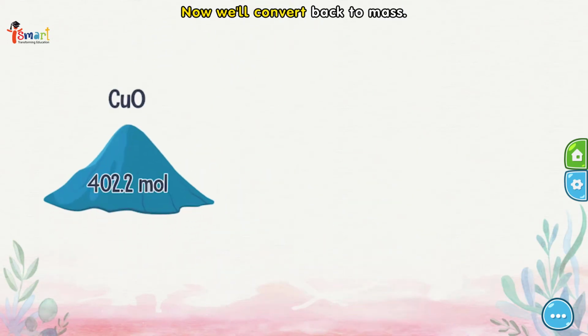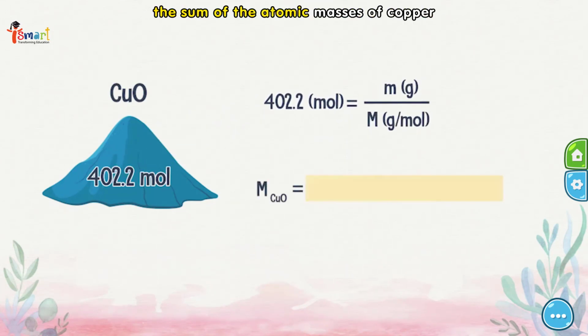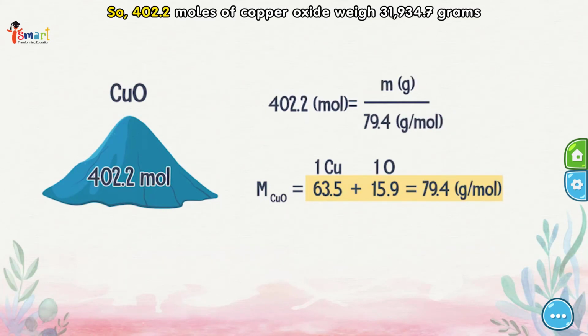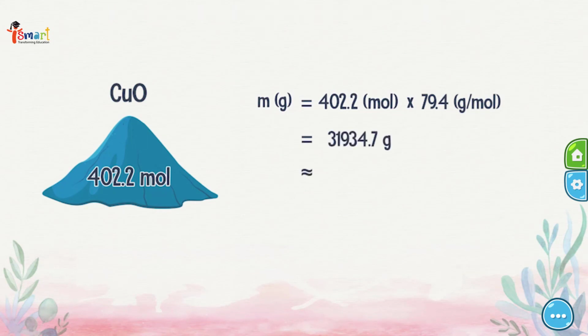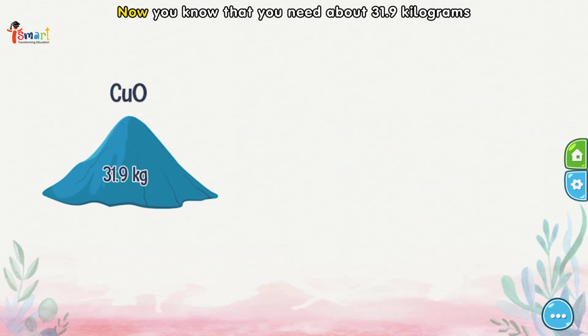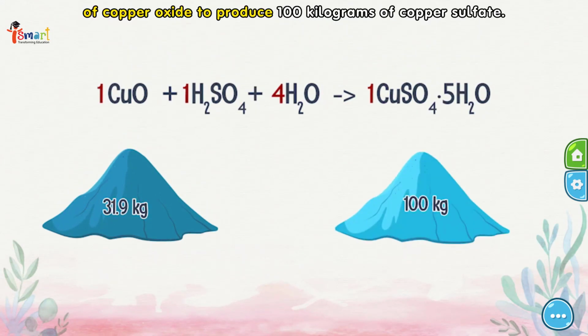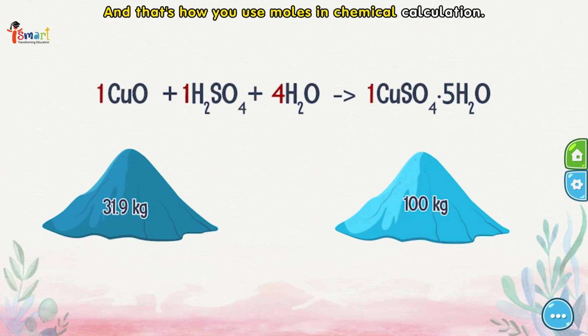Now we'll convert back to mass. The molar mass of copper oxide equals the sum of the atomic masses of copper and oxygen, or 79.4 grams per mole. So, 402.2 moles of copper oxide weigh 31,934.7 grams, or about 31.9 kilograms. Now you know that you need about 31.9 kilograms of copper oxide to produce 100 kilograms of copper sulfate. And that's how you use moles in chemical calculation.